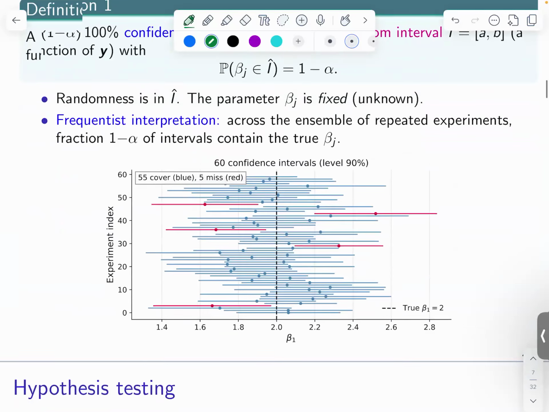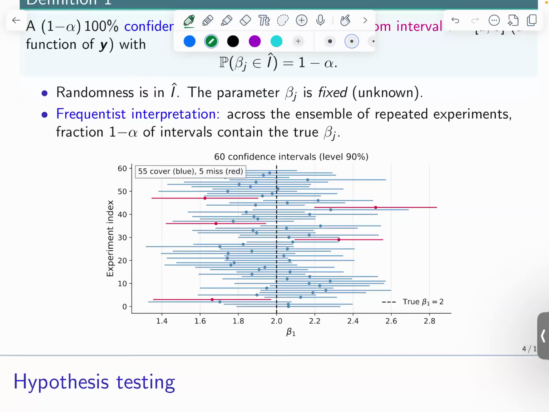Okay, here is an example I did. We are doing 60 realizations, and here's a 90% confidence interval. You can see in each realization you get a different interval. Beta 1 is still 2, but except for those red intervals, everything else contains the true parameter, so it intersects with that line. The red ones are missing it, okay? So this is basically the frequentist interpretation.